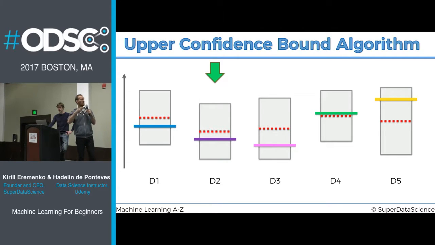And why this algorithm is called upper confidence bound is that after a couple of iterations, you will see that the top confidence bounds have all different levels. So from here on, you start just pulling the one with the highest confidence bound, because you think that that is the best one.